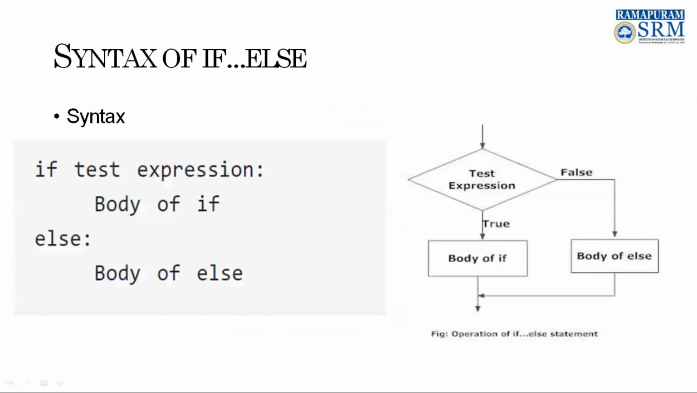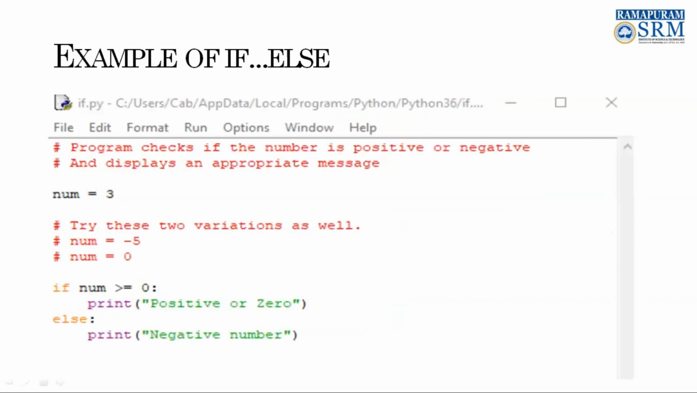Next, the if else statement. If this condition is true, the true block will get executed. If the condition is false, the else block will get executed. Whether the condition is true or false, the default statement will surely get executed. The default statement is nothing but the next statement. It's not depending on the if statement. So here is the example I have given: if the condition is true, print positive or 0, else negative numbers.